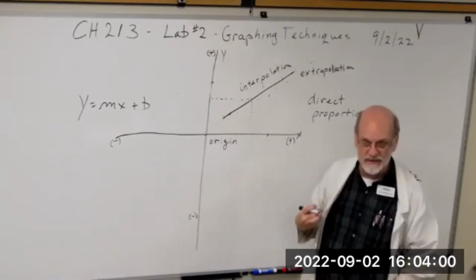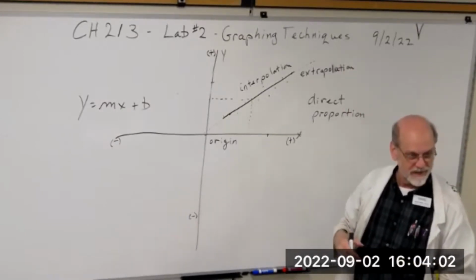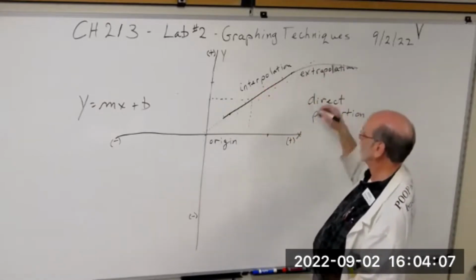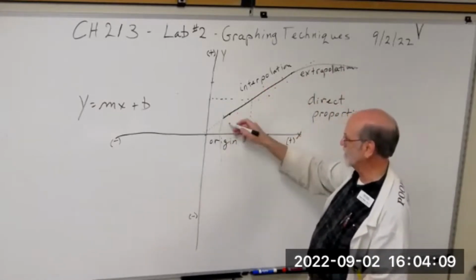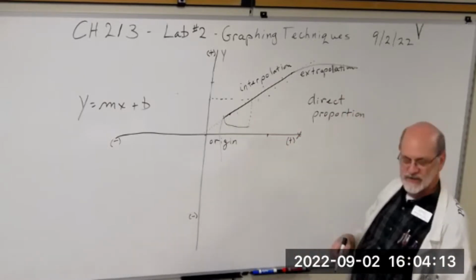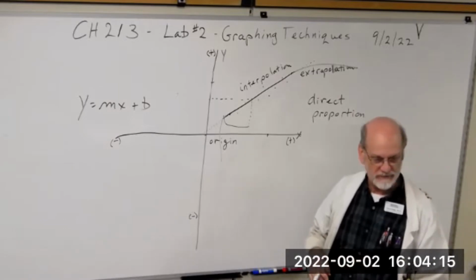Okay, and then you're getting into murky water because you don't know what the line does after that. It could go like this. It could go like that. It could reverse. Who knows? So extrapolation is a little more hazardous than interpolation.